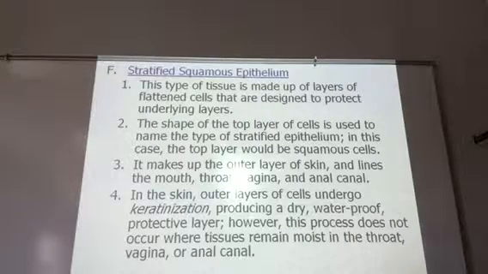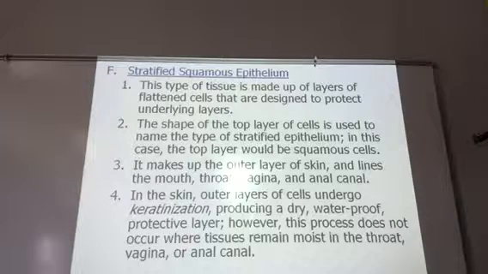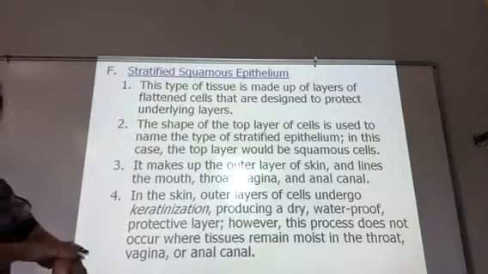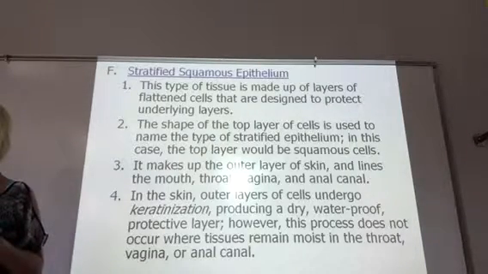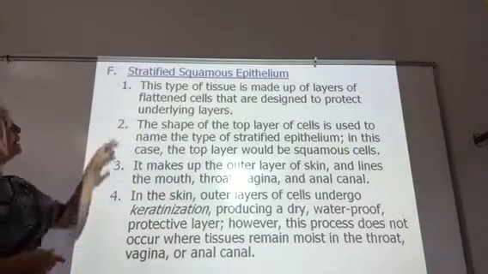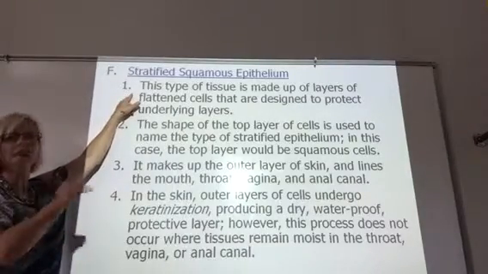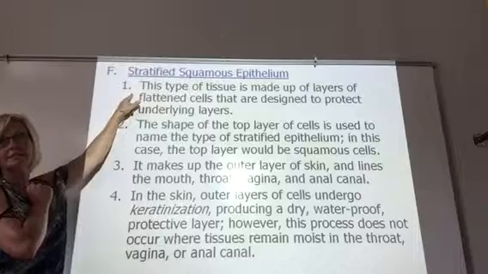Moving on with stratified squamous epithelium, this would be a lot of your skin cells. So stratified, lots of layers. You are thick-skinned. You don't want a thin layer protecting your whole body. Flat cells, so lots of layers of flat cells.